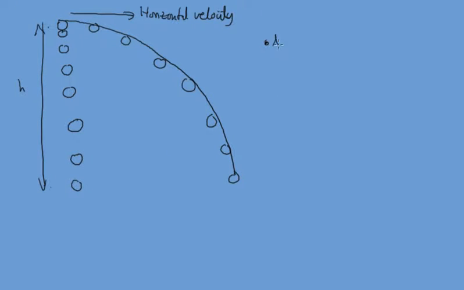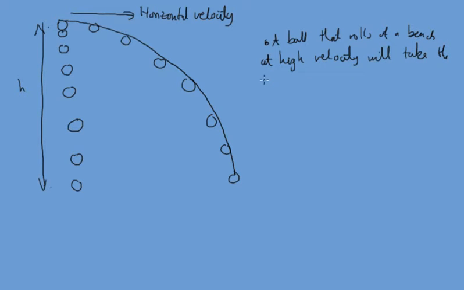So the conclusion is a ball that rolls off a bench at high velocity will take the same time to hit the ground as one that merely tips off.